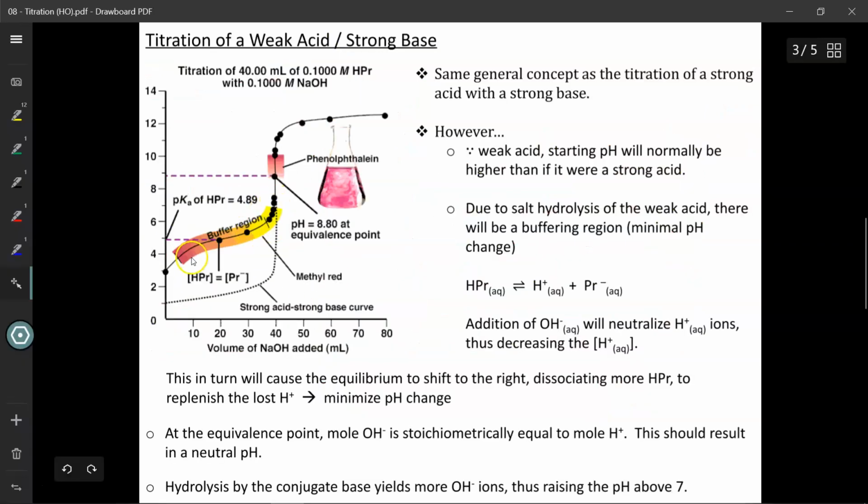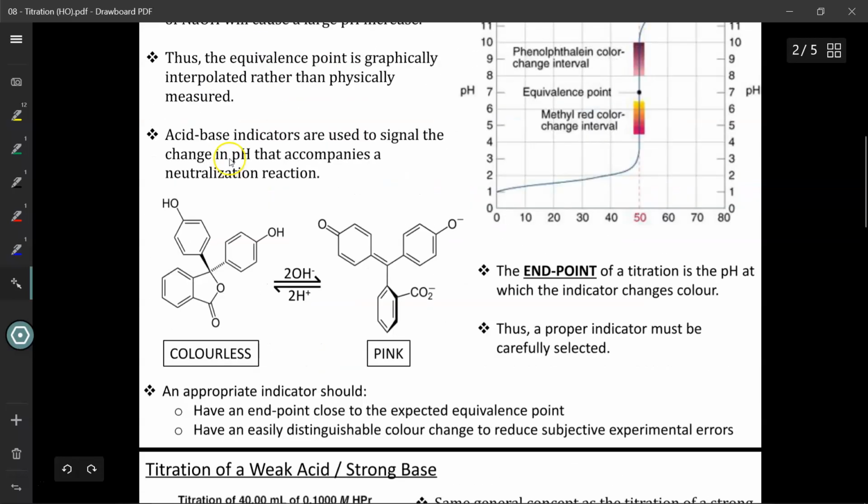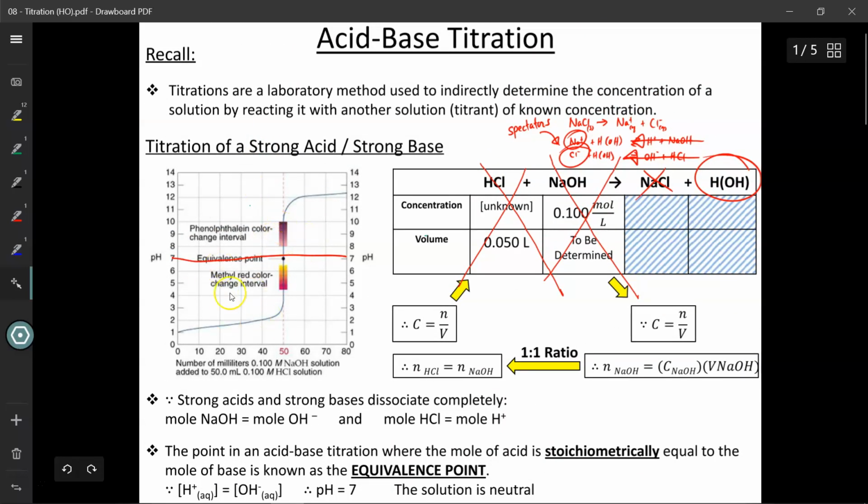Alright, so weak acid and weak base titrations have a region where the pH will not change too much. We call that the buffer region. Whereas strong acids and strong bases have no such buffer region, because all of their ions are released at once, and we do see the change in H+ concentration with each drop of sodium hydroxide, or whatever base you happen to be titrating it with.